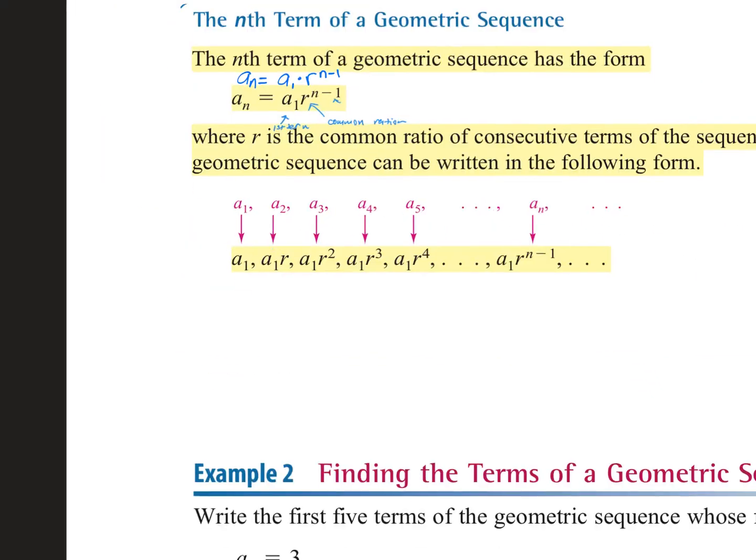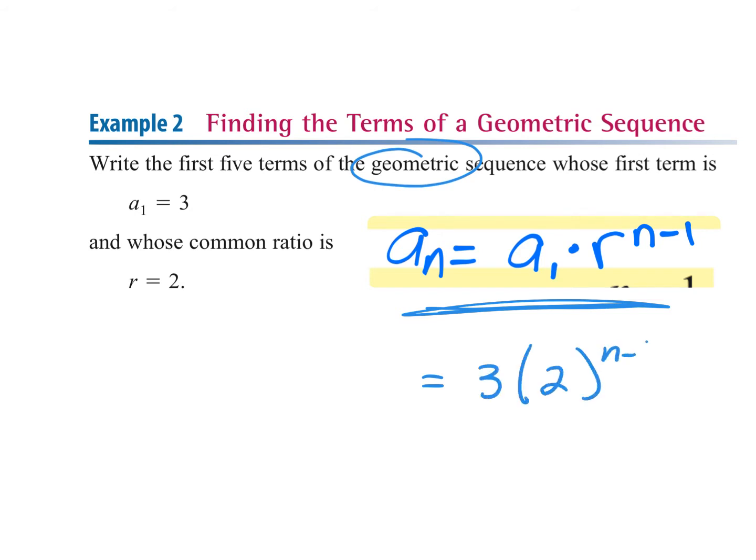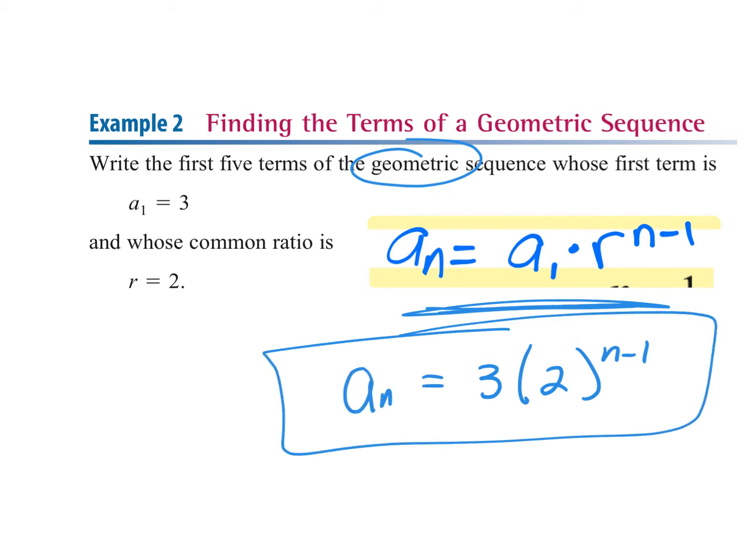All right, so let's start to do some problems here. Write the first 5 terms of the geometric sequence whose first term is 3 and the common ratio is 2. So this is geometric. They told me it was geometric, so I know I'm going to use this formula right here. So if I write the first few terms, well, I have my common ratio, which is 2. My first term is 3. So it's 3 times 2 to the n minus 1. That's my rule. Anybody have any questions about that? You don't multiply 3 times 2, guys, and get 6. It's 3 times 2 to the n minus 1.